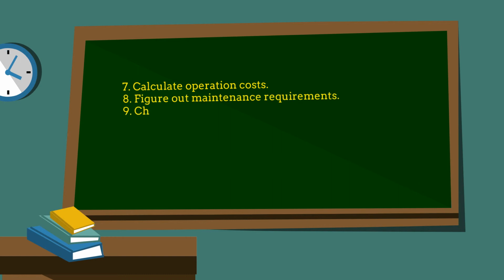In number 7, remember to calculate operation costs. In number 8, figure out maintenance requirements. In number 9, check on-site access conditions. Finally, evaluate the capacity of the supplier candidate.